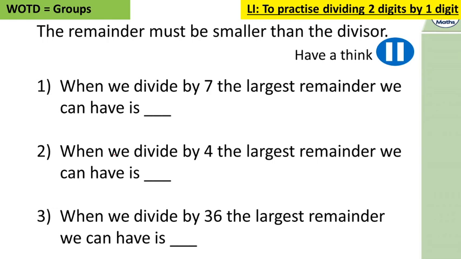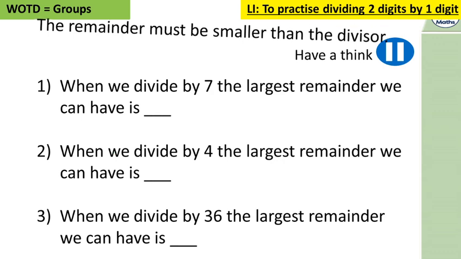Okay, so I want you to pause this slide and have a think about these questions. It says the remainder must be smaller than a divisor. When we divide by 7, the largest remainder we can have is what? When we divide by 4, the largest remainder we can have is what? When we divide by 36, the largest remainder we can have is what? So if we remember, when we divided by 5, the largest remainder was 4. If we divided by 3, the largest remainder would be 2. So have a think how we can use that information to work this out. So just pause the video and have a go at that.